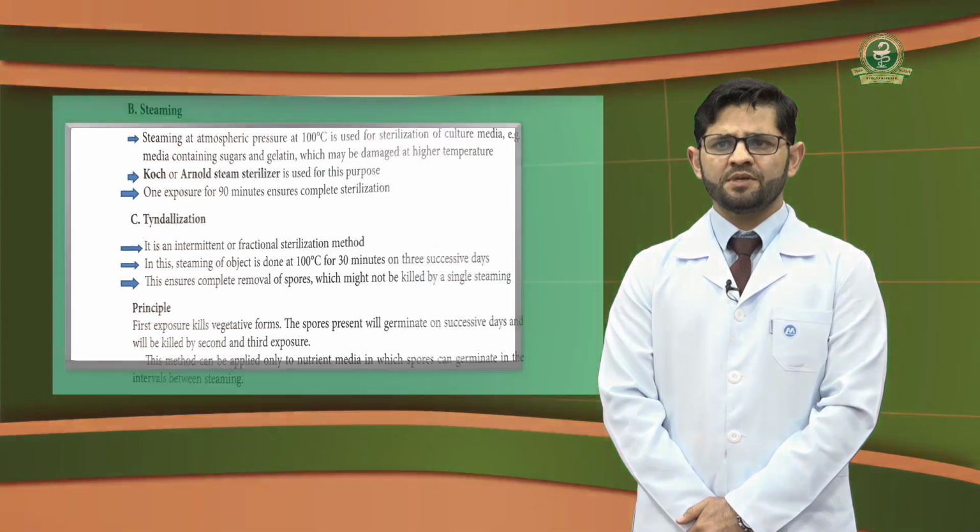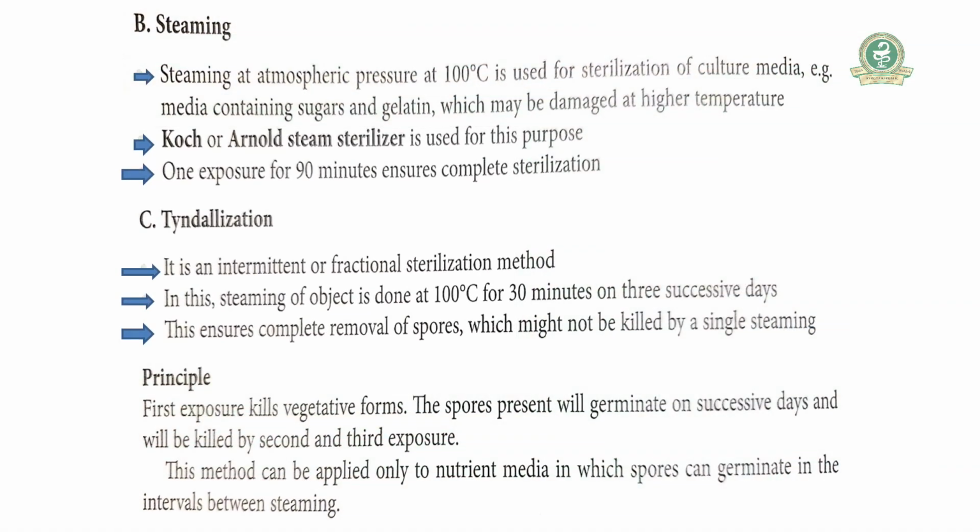Steaming at atmospheric pressure, 100 degrees centigrade, is used for the sterilization of culture media, for example media containing sugar and gelatin, which may be damaged at higher temperature. Koch and Arnold steam sterilizer is used for this purpose. Exposure for 30 minutes ensures complete sterilization.